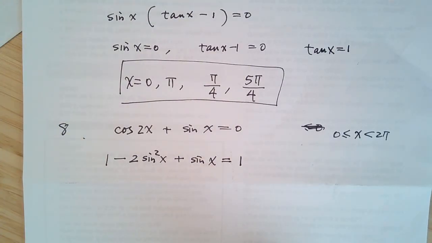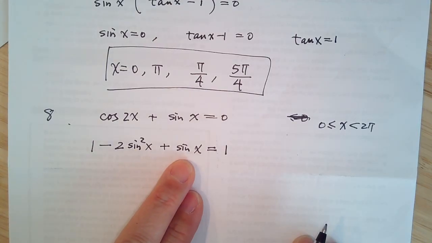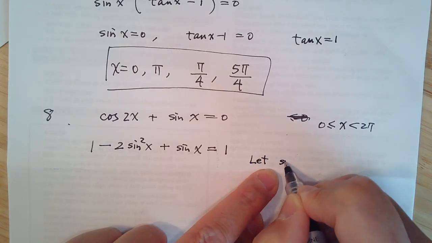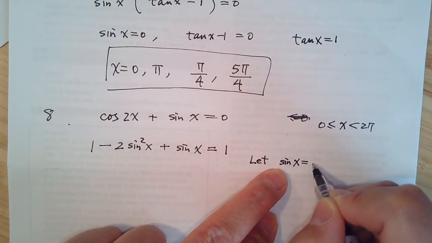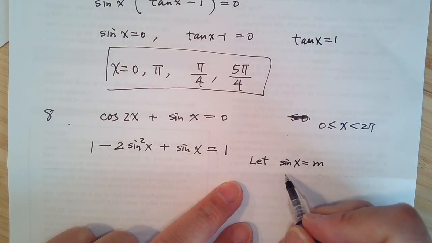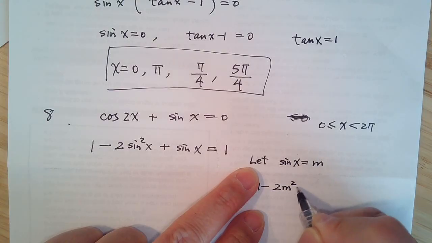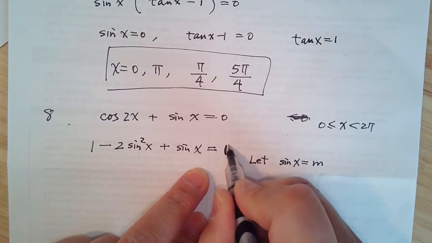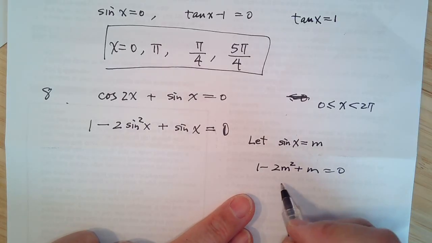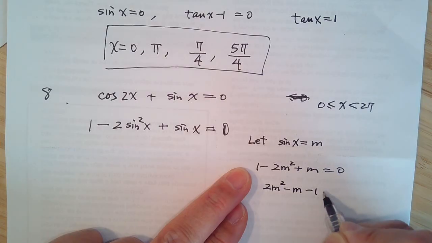Okay, so did you notice that we have some square, some first term, and if you let sine x equals m, I just use a different letter because I don't want to bring that sine with me all the time. So that becomes 1 minus 2m squared plus m, equals 0. Or I change the sign, and multiply by -1, I get a 2m squared minus m minus 1 equals 0.